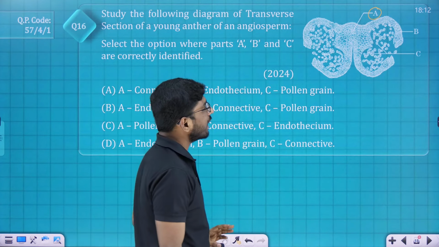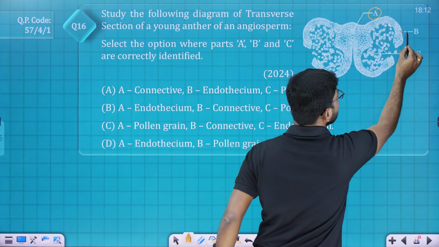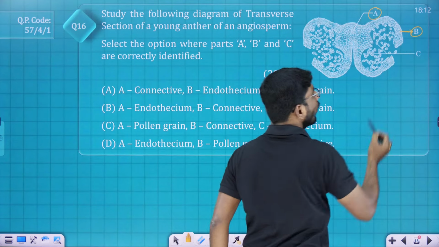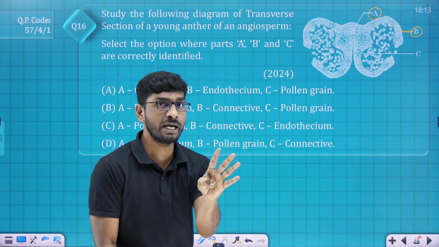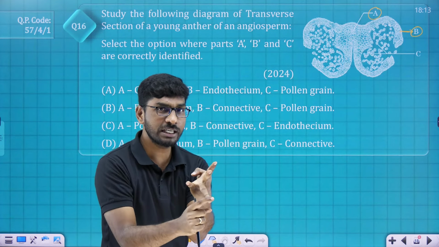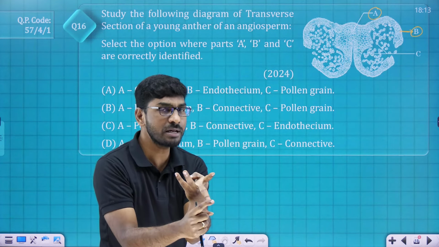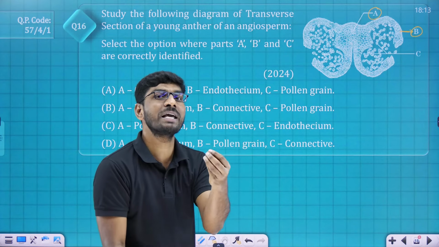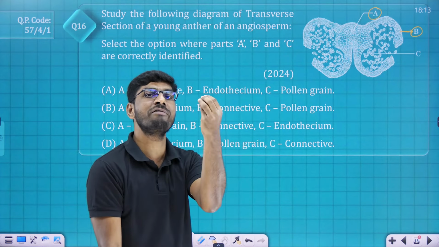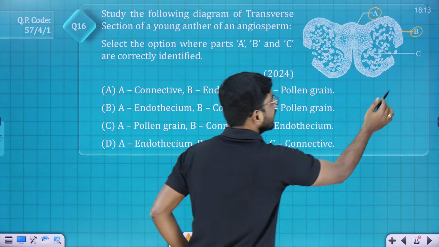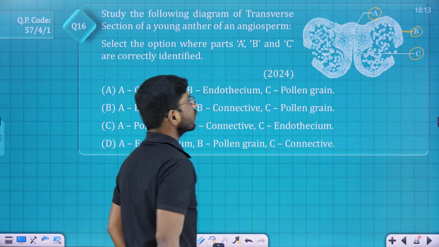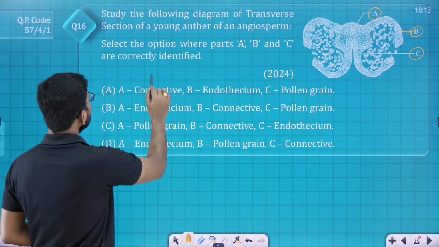Next, B is endothecium. What is endothecium? The anther wall is made up of 4 layers: epidermis, endothecium, middle layer, and the last one is called tapetum. The innermost layer of the anther wall is tapetum. So this is endothecium, and C is called pollen grain. So we'll identify the correct answer.